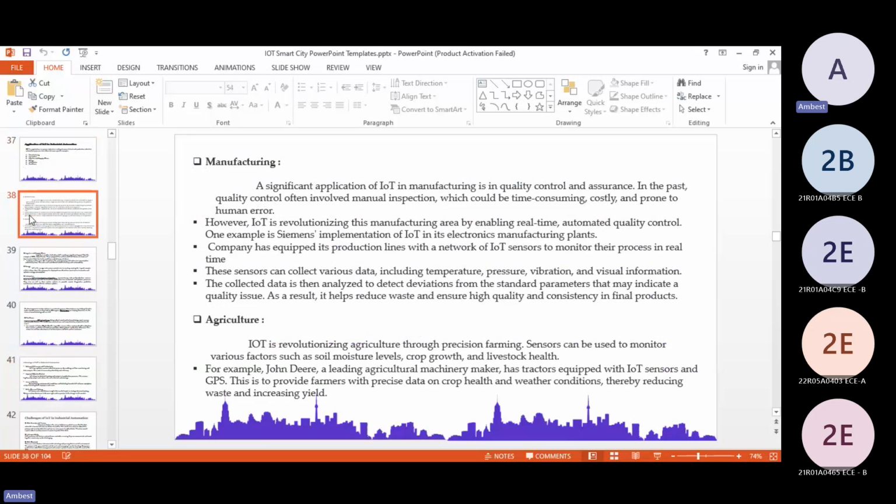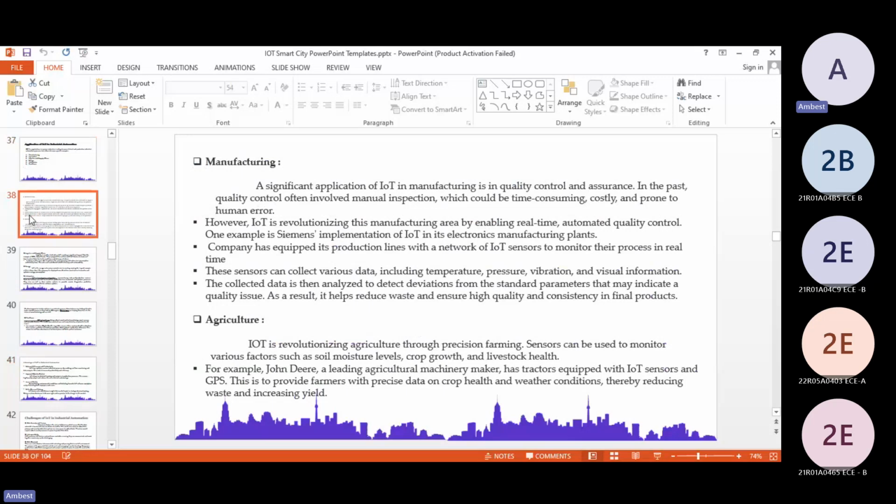In the past, quality control involved manual inspections and similar things. This was time consuming, costly, and prone to human error. However, IoT has been transforming the manufacturing area by enabling real-time and automated quality control. Automated, as the name itself says, means a process done in the fastest way, without manual intervention.